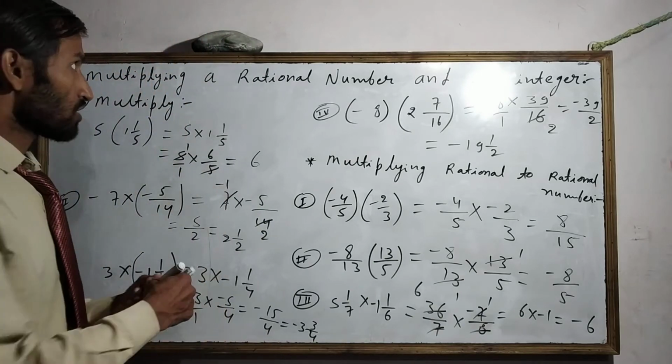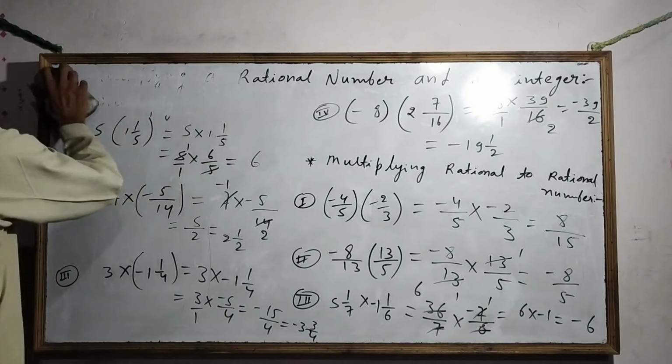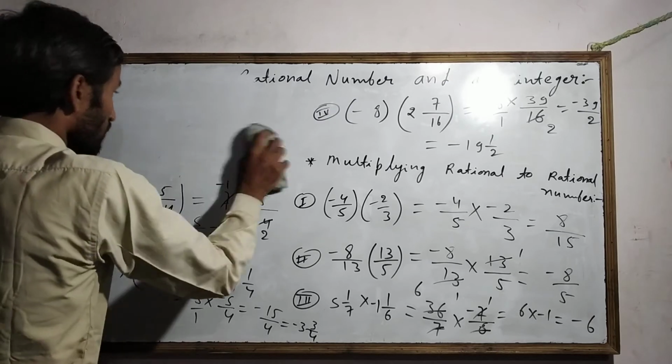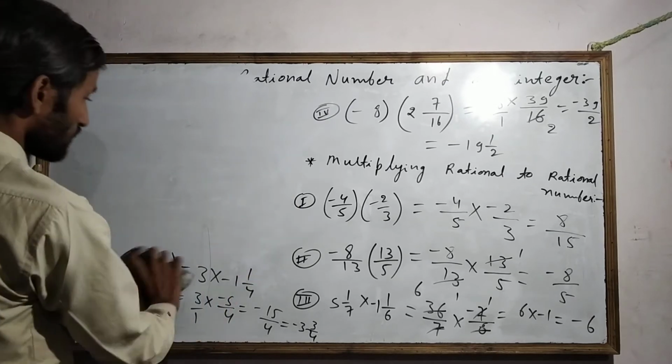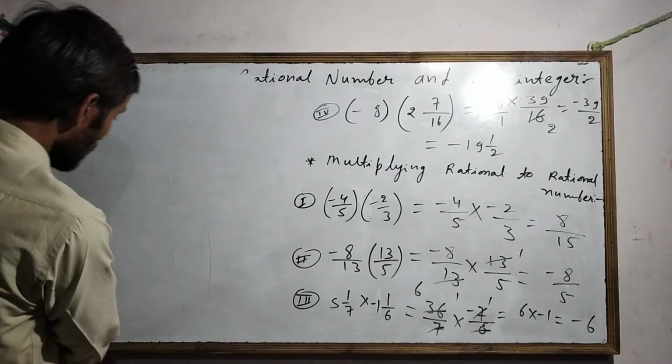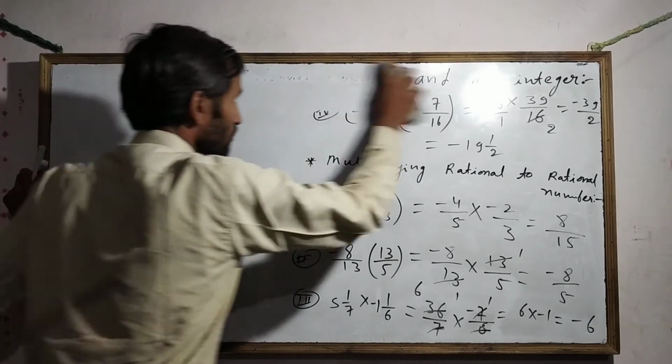This type of process you will follow if 2 rational numbers or 3 rational numbers are given. In that case also, I will take one more example.